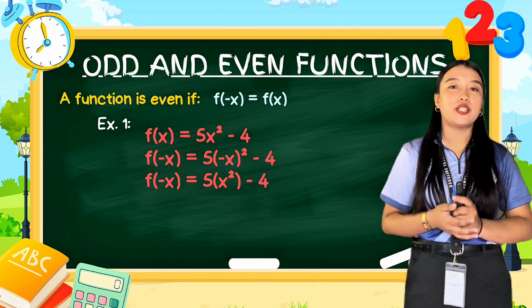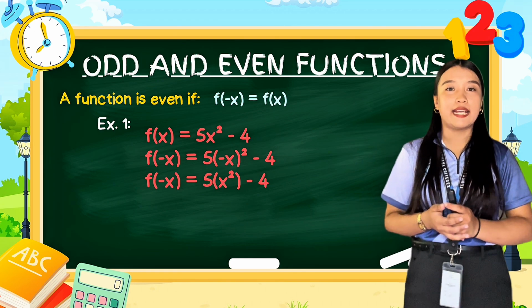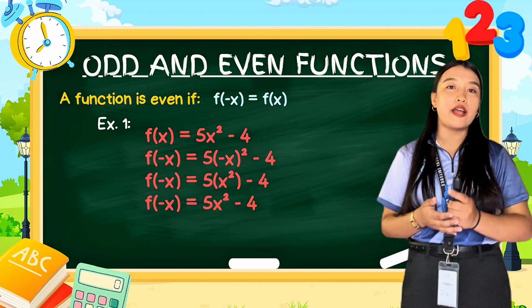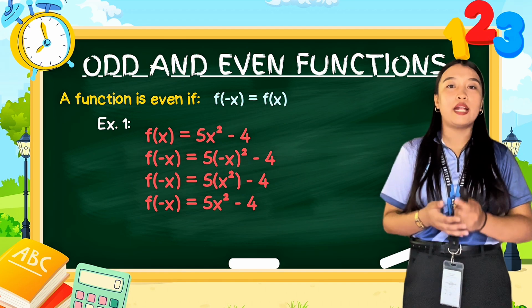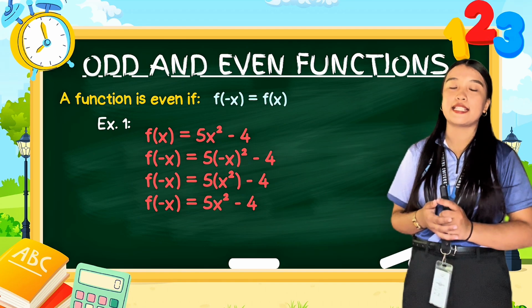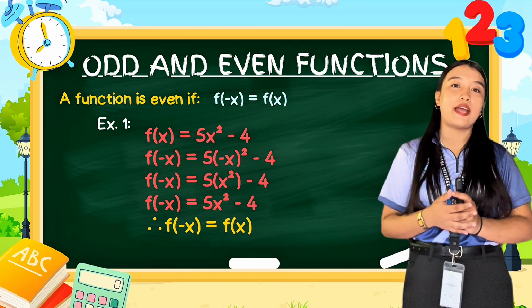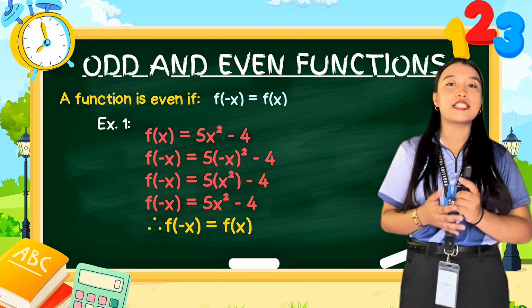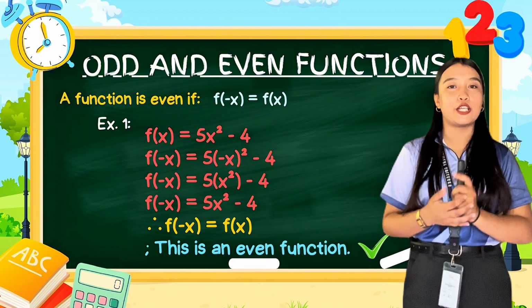Now, we compare this with the original function. Again, f of x equals 5x squared minus 4, and we see that they are exactly the same because f of negative x equals f of x. This confirms that the function is even.